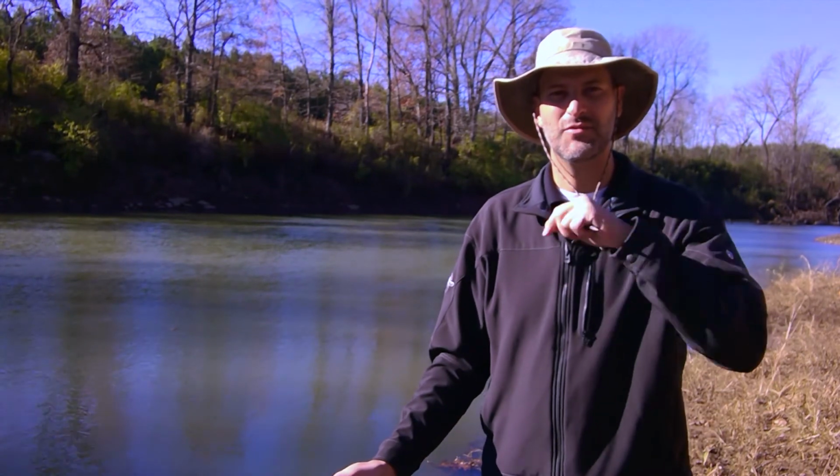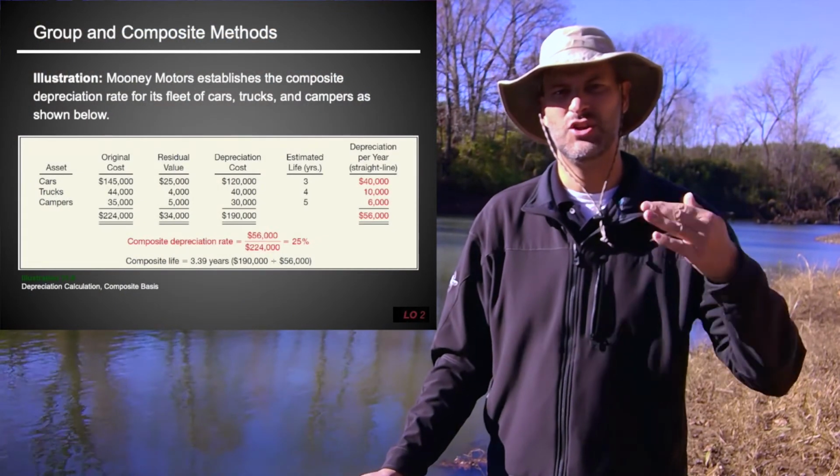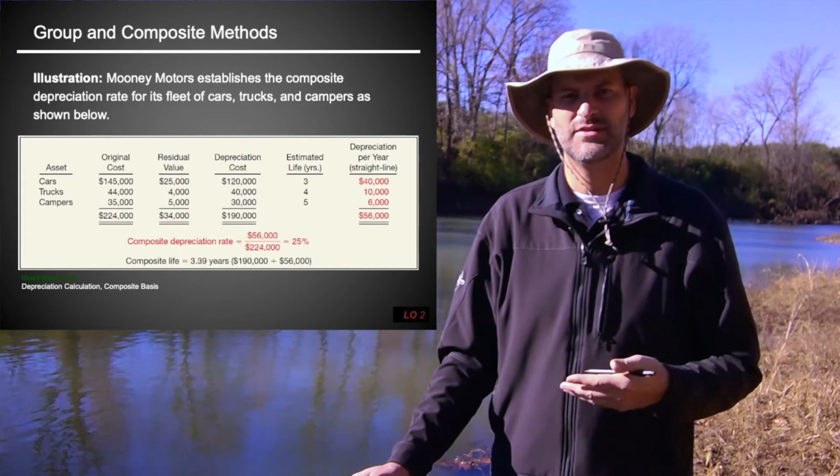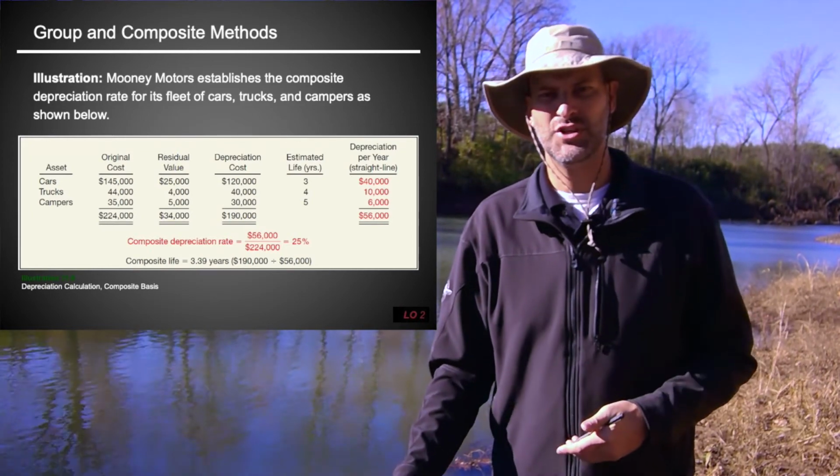Anyway, moving on. Let's talk about the group method. So we have an example here. Mooney Motors establishes the composite depreciation rate for its fleet of cars, trucks, and campers. What we end up with here, we're going to take all of these assets, the original cost, and then the residual value gives us our depreciation cost. So that's how much we're going to be depreciating these assets.